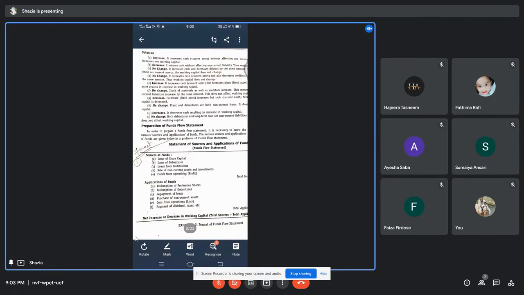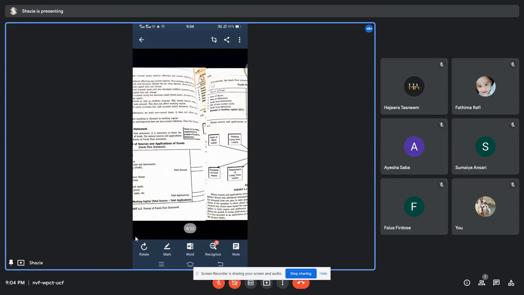फॉर्मेट नंबर 1 लिखना है. क्या लिखना है? Preparation of funds flow statement करके हेडिंग डाल के write down this format. This is the first format. Format भी यही पे है.